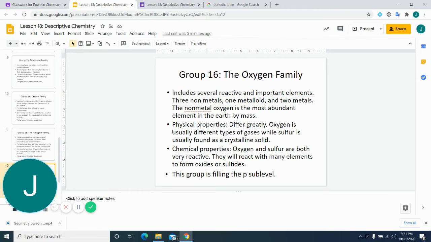Group 16, once again, just named after what's on top of it. And so we have the oxygen family. And so, once again, they have metals, metalloids, nonmetals. Their properties greatly differ. And oxygen and sulfur are very reactive. They form what we call oxides and sulfides. And this group is filling the p sublevel.